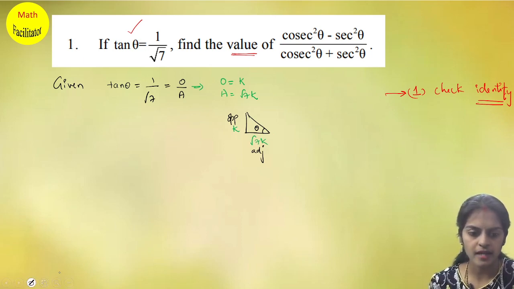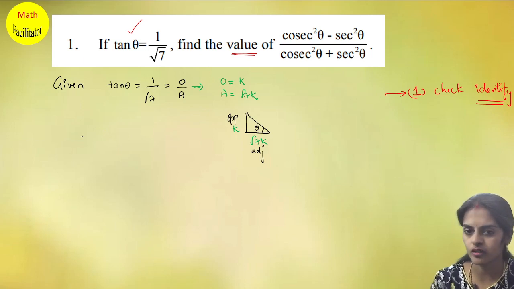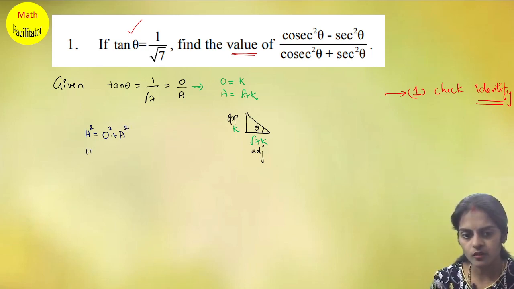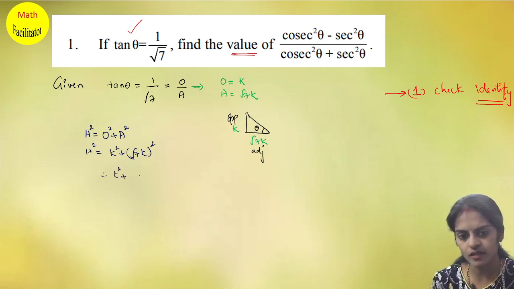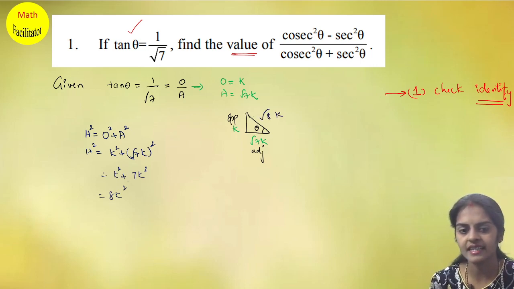Now you will simply apply Pythagoras theorem. Applying Pythagoras theorem, I know hypotenuse square equals opposite side square plus adjacent side square. So hypotenuse square is equal to k square plus root 7 k whole square. So this is k square plus 7k square, which is total 8k square. Hypotenuse square is this, so hypotenuse is root 8 k.